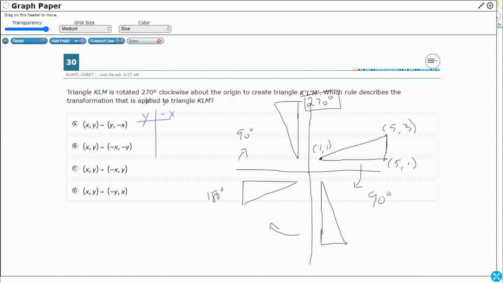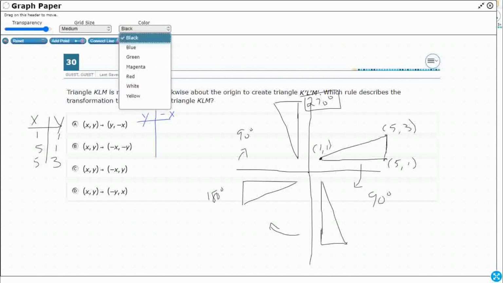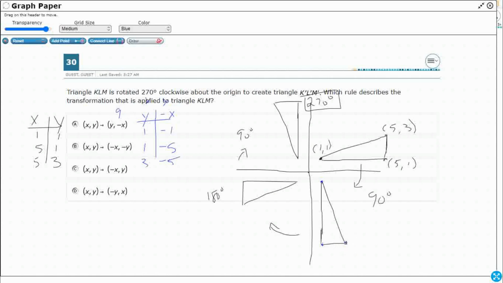So we're going to take our originals and put those over here. The originals are going to be (1, 1), (5, 1), and then (5, 3). And so it's going to be (y, negative x). So (1, negative 1). Okay, that works right there. And then I've got (1, negative 5). Yep, that's going to be right there. And then (3, negative 5). Okay, you know what? This is a 90 degree clockwise turn. So it's good, it's just not what we're looking for.